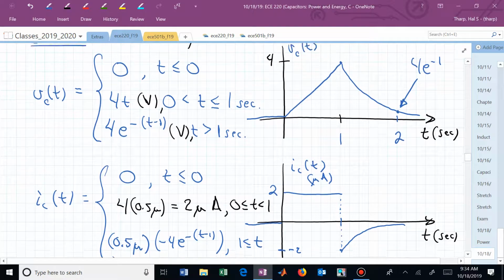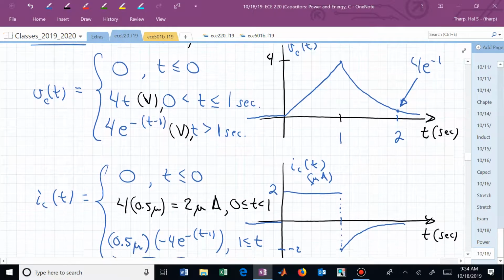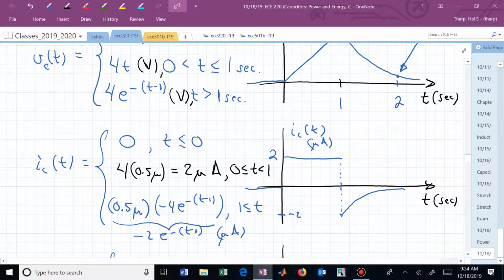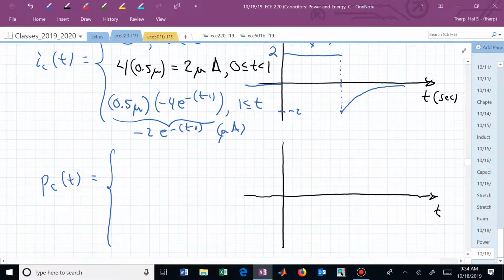That's now what's happened when I essentially start decreasing the voltage, and I started decreasing the voltage exponentially. Now my current changes sign. I'm now giving back things, or having charge go in the other direction. That's now my current and voltage waveforms. We were given the voltage, now we've sketched the current. What about the power?